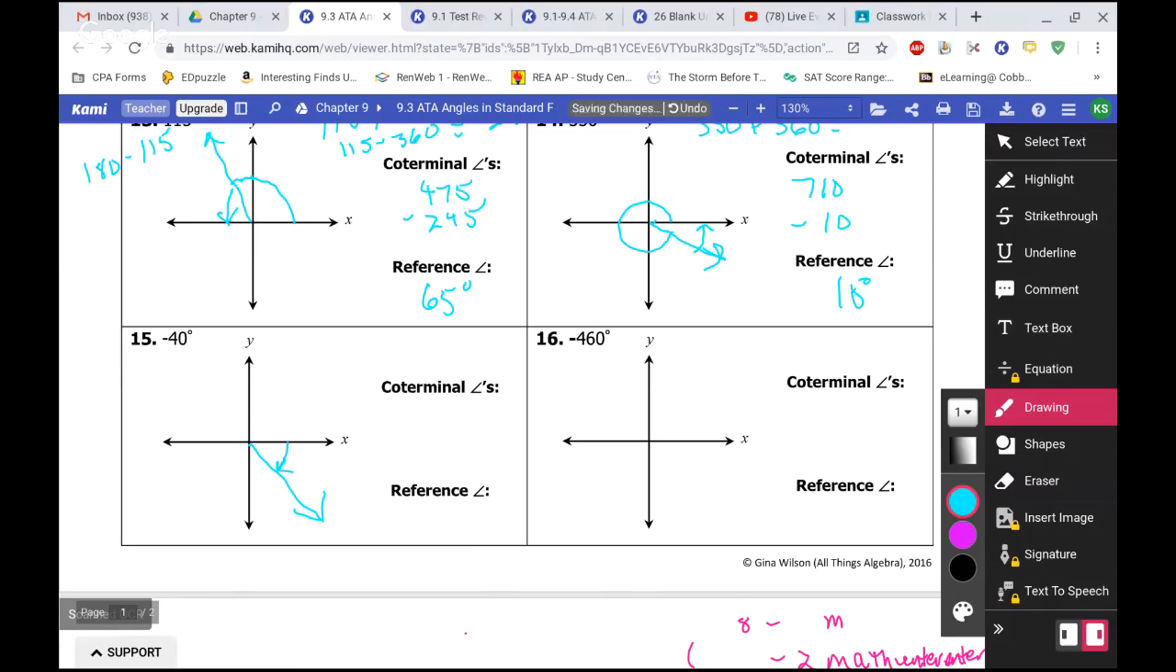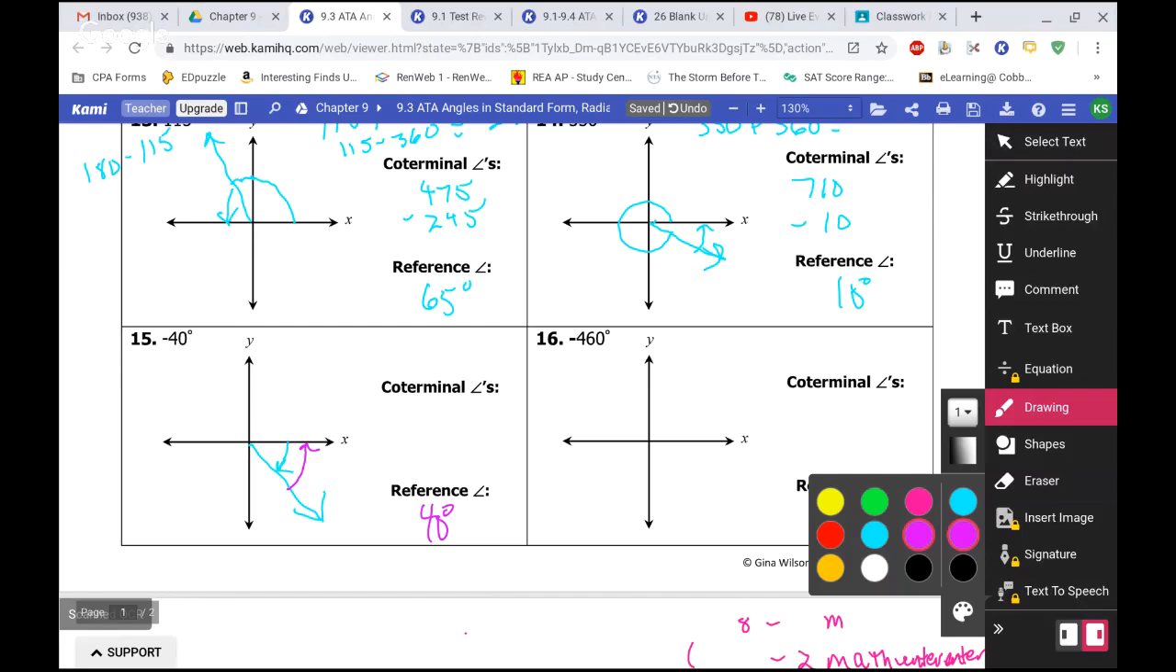So my reference angle, in all honesty, is 40 degrees. It's just the opposite, because I'm going back the quickest way to the x-axis. That's my reference angle. So that's 40 degrees, but it's positive. A reference angle is always positive and acute. So I'm looking for the quickest way back to the x-axis.